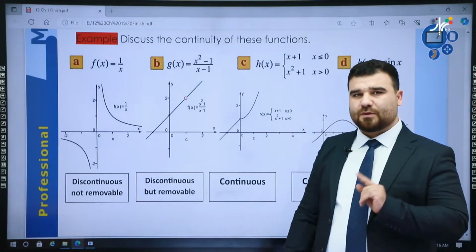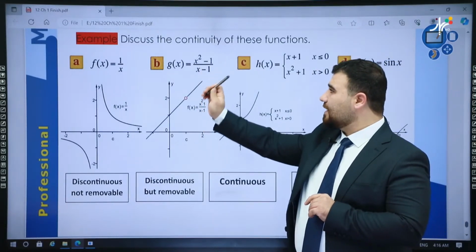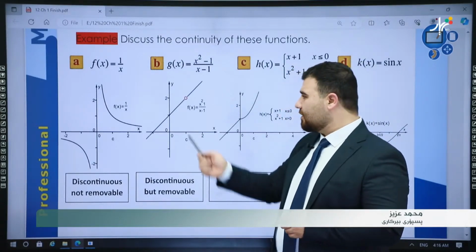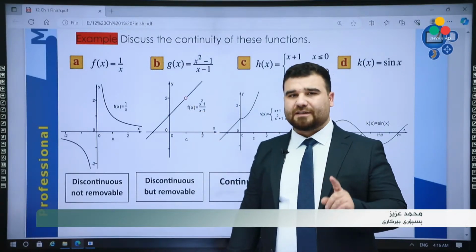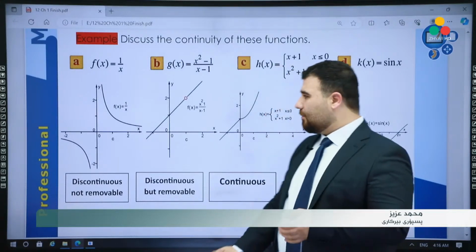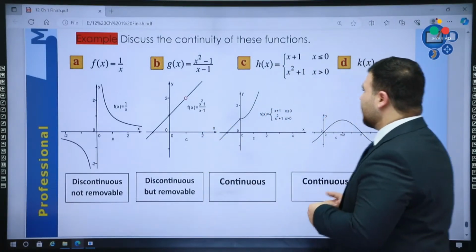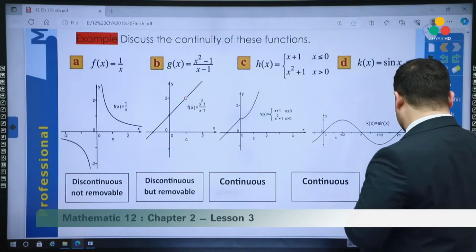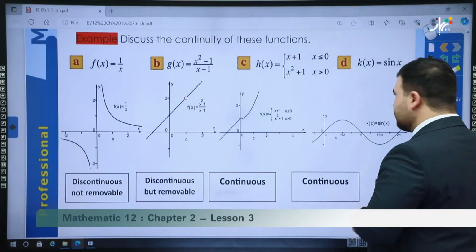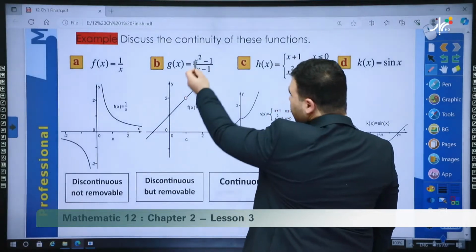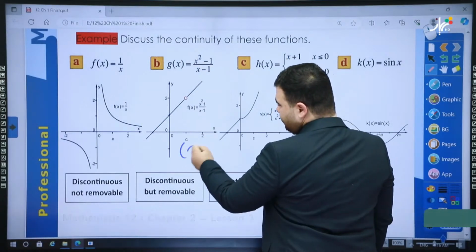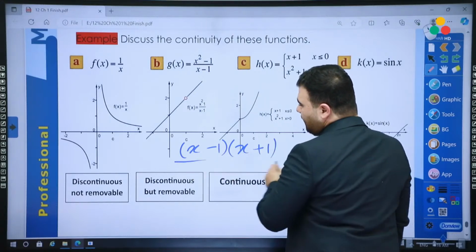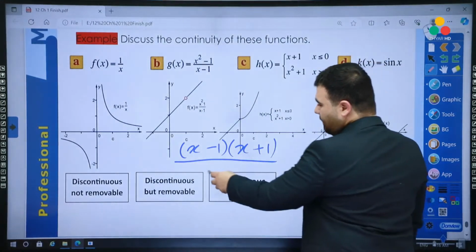Number 2, x squared minus 1 over x minus 1. When I replace x with 1, it will be 1 minus 1, that's 0. Down will be 1 minus 1, 0 over 0 is undefined. This function at 1 is undefined. It means it's not continuous at 1. But this discontinuity point is removable. What do we mean by removable? We can rewrite x squared minus 1 as x minus 1, x plus 1. And down we have x minus 1.